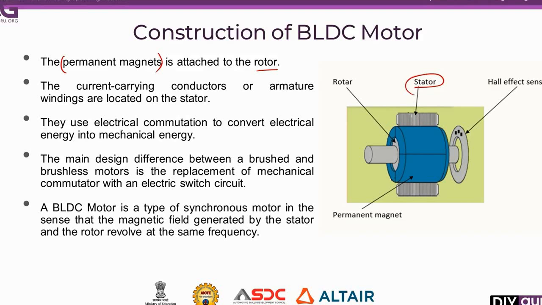Only with the help of the commutation technique is electrical energy converted into mechanical energy. We already know what commutation is. The main design difference between the brushed and the brushless motor is the replacement of the mechanical commutator. The mechanical commutator is replaced and made as an electrical commutator.